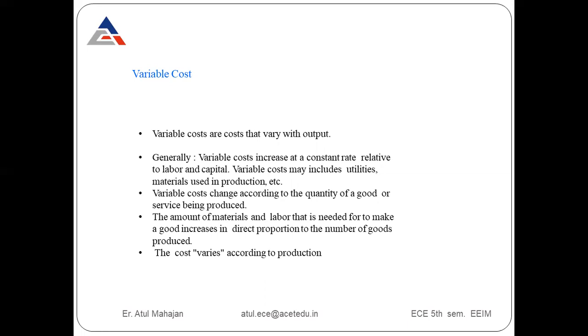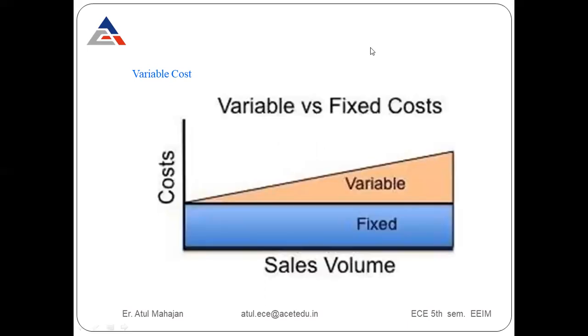Then we have the cost that varies according to production. This cost is dependent upon the output, but fixed cost is not dependent upon the output. Now this is a depiction of the variable and the fixed cost, a graphical representation of the fixed and the variable cost. We have the cost on the y-axis, and we have the sales volume on the x-axis.